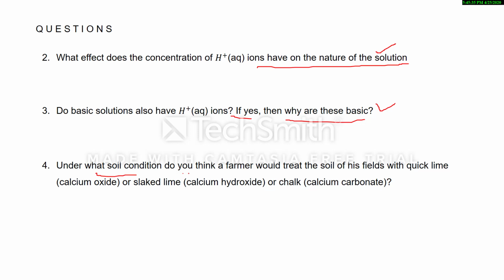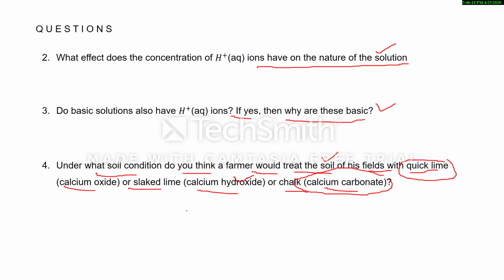Under what soil condition do you think a farmer would treat the soil of his field with quick lime, that is calcium oxide, or slaked lime, calcium hydroxide, or chalk, calcium carbonate? Now its answer is, if you find out the nature of this quick lime, that is a metallic oxide, and generally metallic oxides are basic in nature. Slaked lime, calcium hydroxide, is basic. Chalk, calcium carbonate, is actually a salt, and this salt is also basic in nature. If we treat the soil with a base, what is the nature of the soil? The soil is acidic.